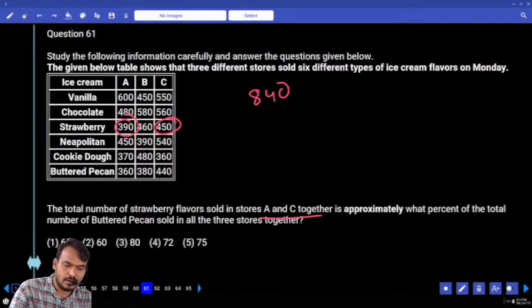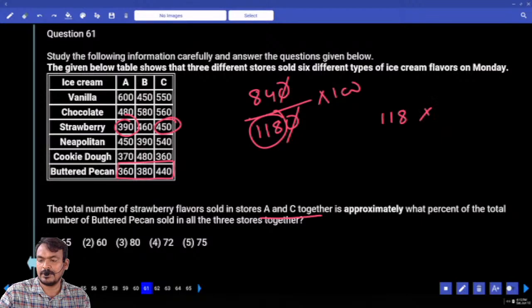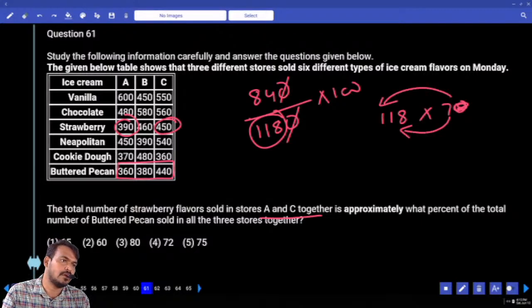What is the pecan value? 360 plus 380 plus 440. Total it is 1180. 840 by 1180 into 100. Zeros cancel. What is the 10%? 118. What is the 70%? 70% means 7 times. 7 into 100, 7 into 18. 700 plus 126, or not? What is the 10%? 11.8.